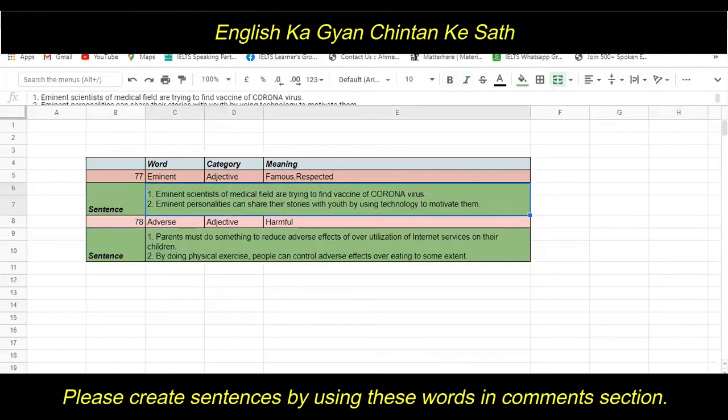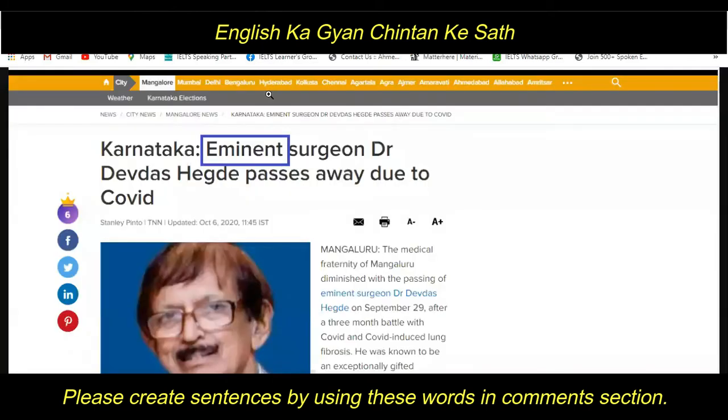Now let me go to the news article in which the eminent word has been utilized, and I have gone through that particular article. So again, this particular article is somehow relevant with the times of corona, and the news headline is something like that. Probably the news is something relevant with the doctor. And if I read this article, then it says, okay, Karnataka, the news is relevant with Karnataka. Eminent surgeon Dr. Devdas Hegde passes away due to COVID. Eminent surgeon.